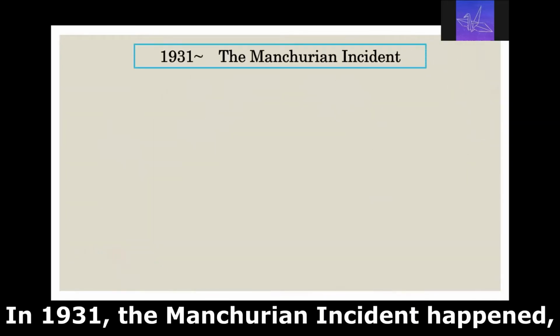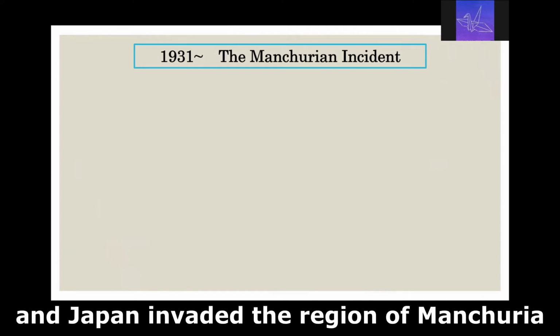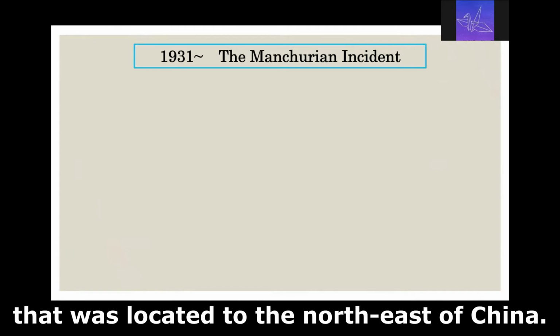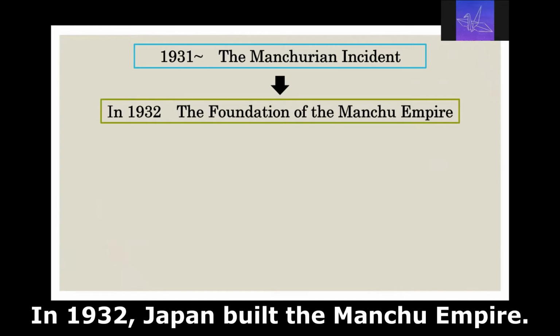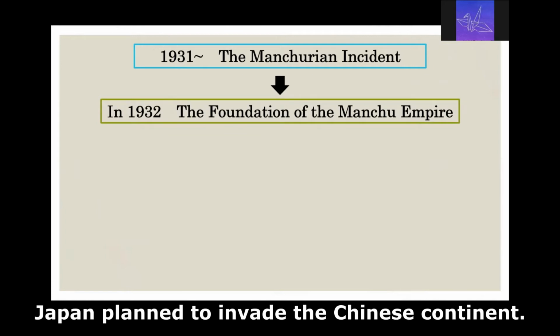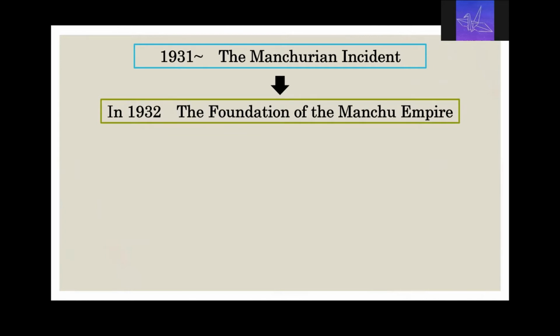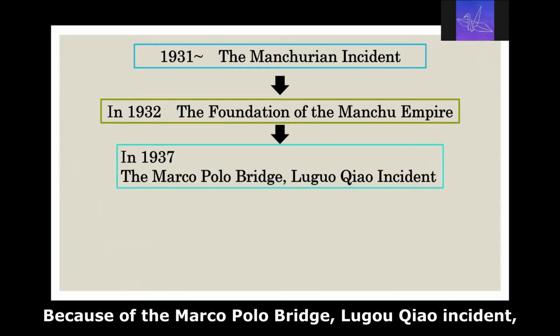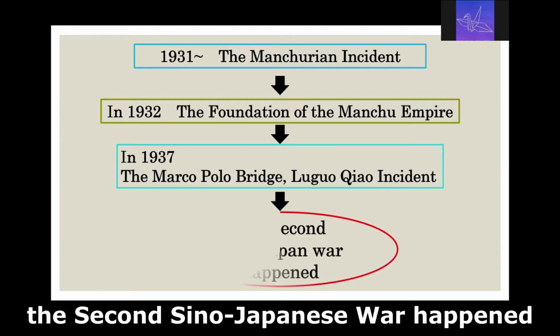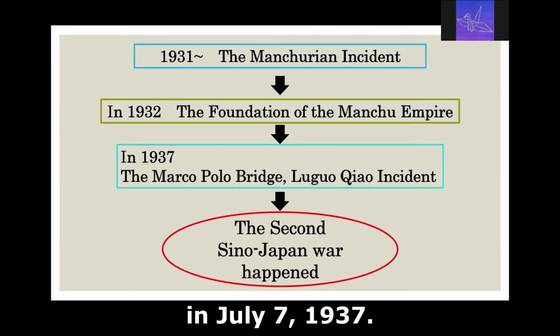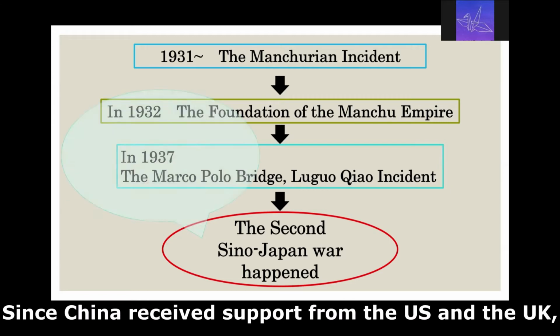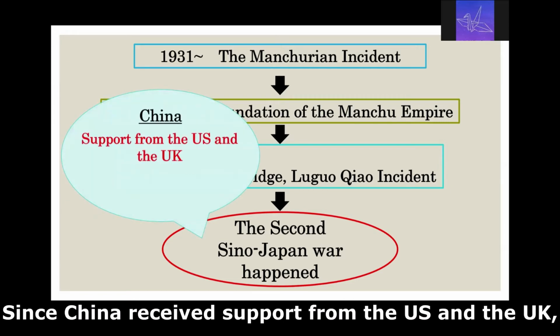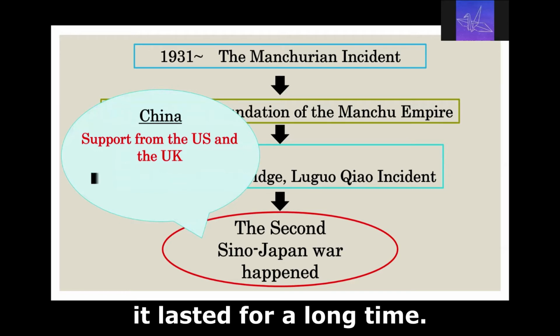In 1931, the Manchurian Incident happened, and Japan invaded the region of Manchuria, located to the northeast of China. In 1932, Japan built the Manchu Empire. After that, Japan planned to invade the Chinese continent. Because of the Marco Polo Bridge (Lugou Bridge) incident, the Second Sino-Japanese War began on July 7, 1937. Since China received support from the US and the UK, it lasted for a long time.